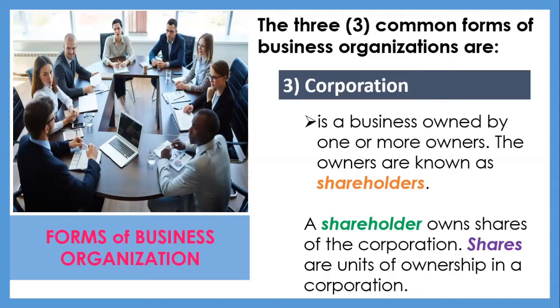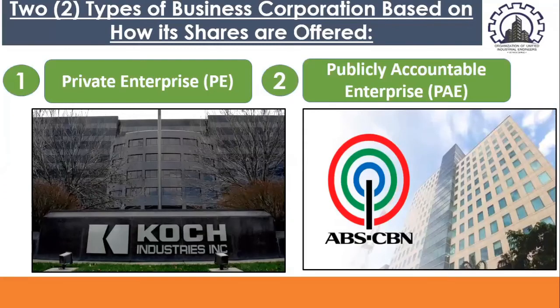Now, there are two types of corporation based on how its shares are offered. First, we call that private enterprise or PE, and the second one is called publicly accountable enterprise or PAE. Now, what's the difference between the two? A corporation's shares can be privately held or available for public sale, and a corporation that holds its shares privately and does not sell them publicly is known as a private enterprise or PE.